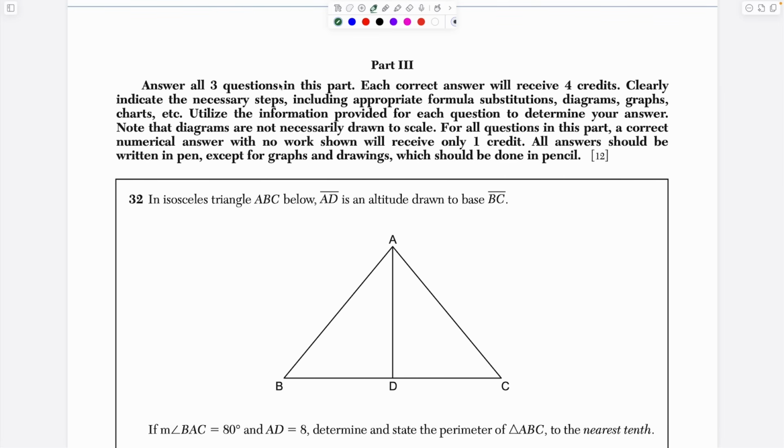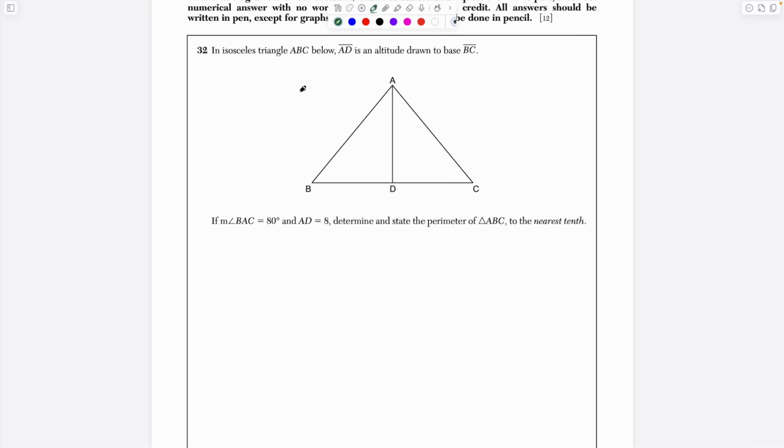So now we're moving on to part 3. There's 3 questions here, and each question is worth 4 credits. Question 32, in isosceles triangle ABC below, AD is an altitude drawn to base BC. If the measure of angle BAC is 80 degrees and AD equals 8, determine and state the perimeter of triangle ABC to the nearest tenth.